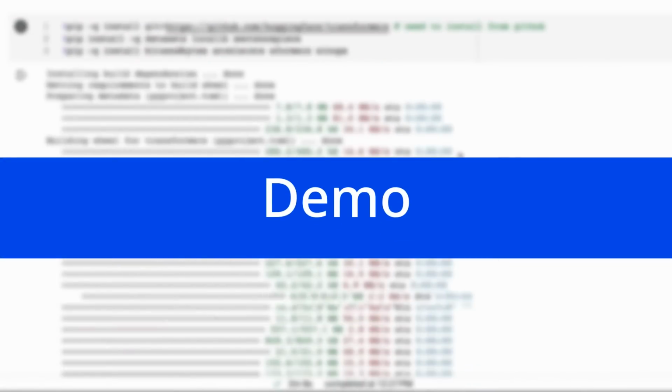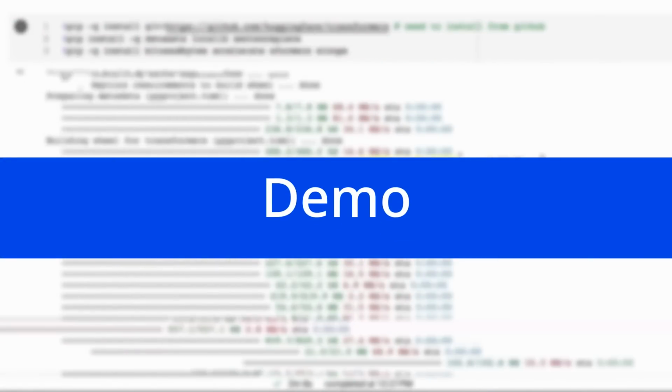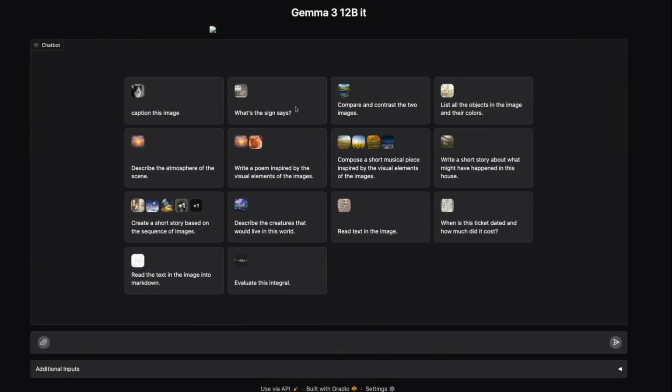Right, so I think the best thing is let's jump in and have a play with the models, see how they go, and see what we can actually get out of them. Okay, so let's jump in and look at the demo in here.